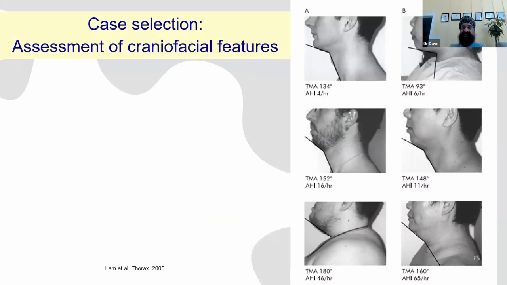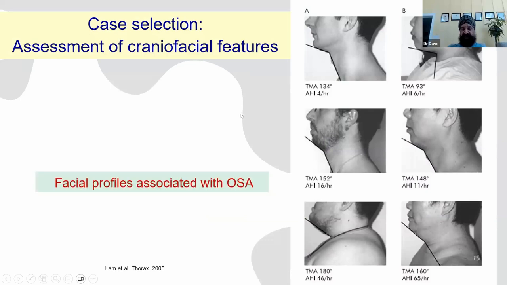So case selection is becoming a critical area in terms of management of some of these cases. And we can look at things like the thyromandibular angle, the angle between the chin and the thyroid cartilage here. You can see that these are facial profiles associated with OSA. As the angle gets bigger, the severity of the sleep apnea seems to get worse. The angle here is between 90 and 130, mild or no sleep apnea. The angle here is increased to about 150 degrees, mild to moderate sleep apnea. And this angle is greater than or at 180 degrees. There are some other things going on here in terms of obesity, and these patients have severe sleep apnea.